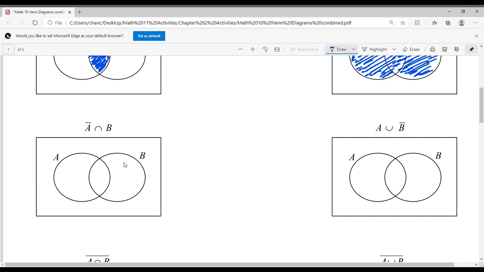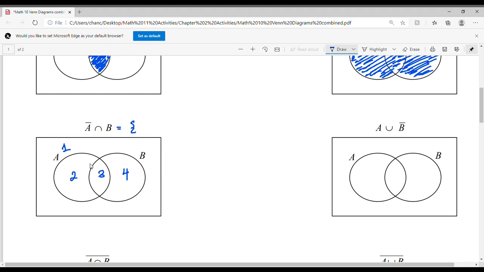For the fifth example, this one's a little bit more difficult, so I like to label some regions. The outside of the circles, we'll call that region 1. This part of circle A is region 2. The overlap is region 3. And this part of circle B is region 4. Now, these numbers that I use are random. I could have done it 4, 3, 2, 1, and I would still get the correct shaded region.